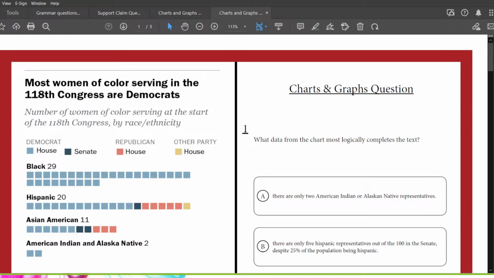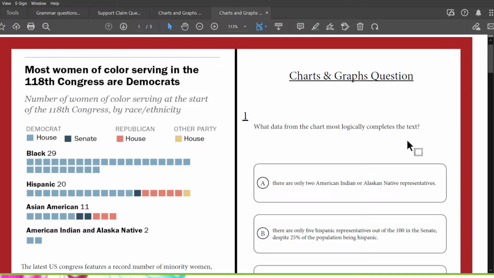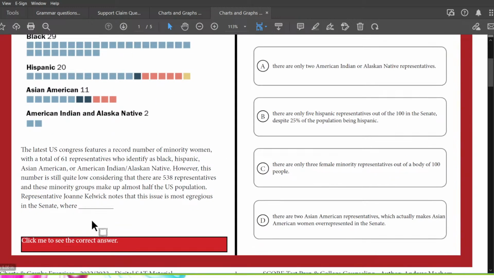All right, we're going to take a look at this first one here. Now, again, first thing I'm going to do is look here at the question, which says most logically completes the text. So I'm going to go down here and start looking at this. I want to look at this last sentence especially, and then the one before that to get a better idea of what we're looking at here. So it says, Representative Joanne Kelwick notes that this issue, I don't know what that is yet, but okay, is most egregious in the Senate where something.